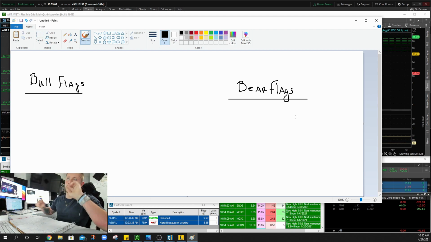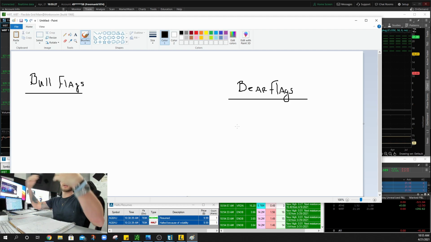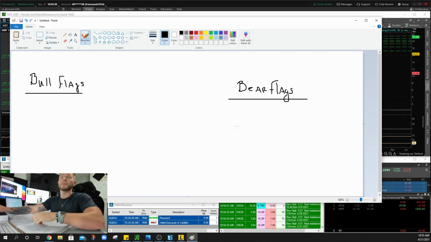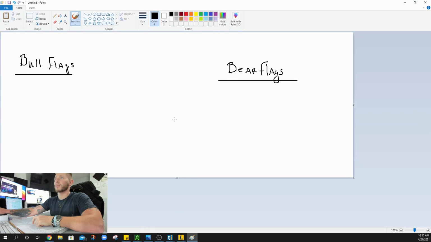So number one thing I want you to write down: bull flags and bear flags are continuation patterns, right? We can classify certain patterns as breakout patterns, continuation patterns, and reversal patterns. So a bull flag and a bear flag, those technical setups, are considered to be continuation patterns. Let's do a little visual representation.